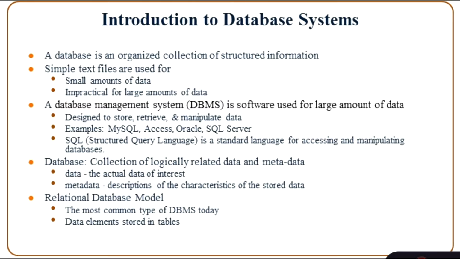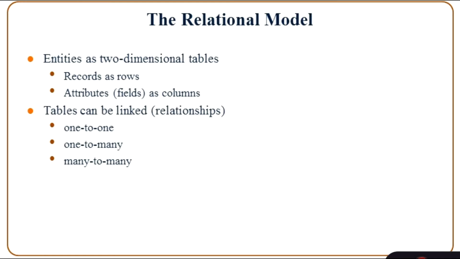The relational database model is the most common type today, in which data elements are stored in tables. In the relational model, entities are stored as two-dimensional tables. Records are stored as rows, and attributes or fields are stored as columns. Tables can be linked, meaning there are relationships between them. Relationships can be one-to-one, one-to-many, and many-to-many.